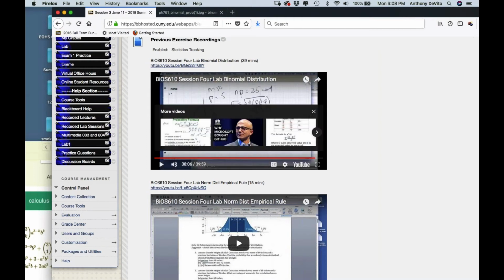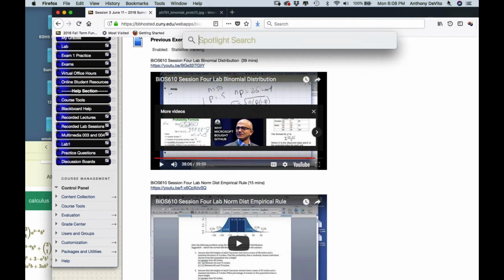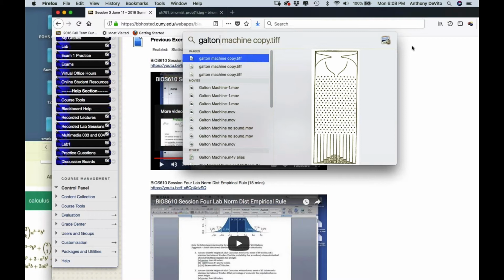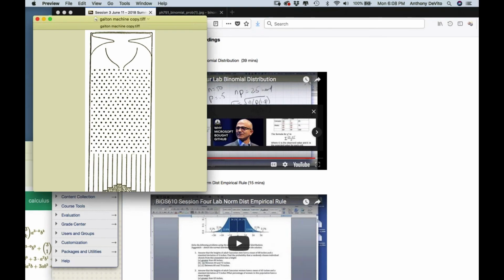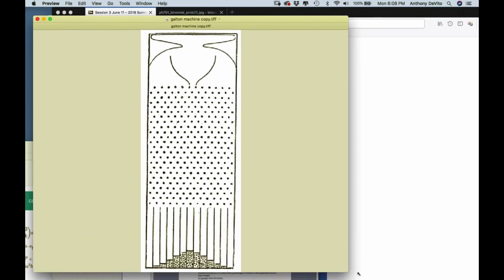So instead of doing that, I'll leave that to your devices. Let's see if I can find the Galton machine on here. Okay. First of all, what is a Galton machine? Let me show you a little drawing. Here's an example of a Galton machine.